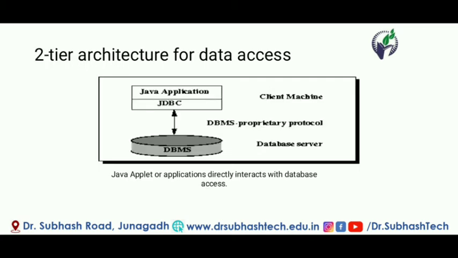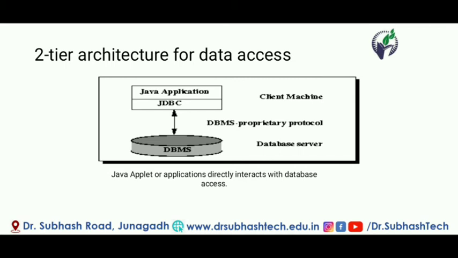Next we move on to two-tier architecture for data access. As we see, JDBC supports two-tier and three-tier architecture for database access. So here is the two-tier architecture for data access. As we see in the figure, there are two different layers. First one is the client machine and second one is the database server.